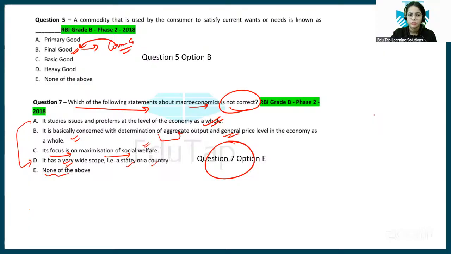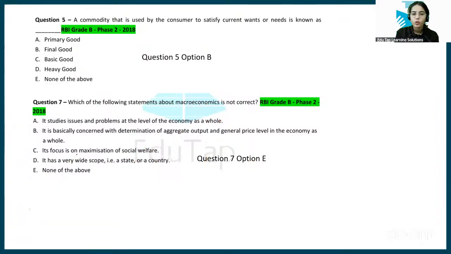Yes, Ritika. It studies macroeconomics. Its focus is on maximization of social welfare. See, if we are studying biology, what is the main purpose of studying biology? That we want to know about the human anatomy or the plant anatomy, so that we can do further research on that and know more about the human anatomy and such.